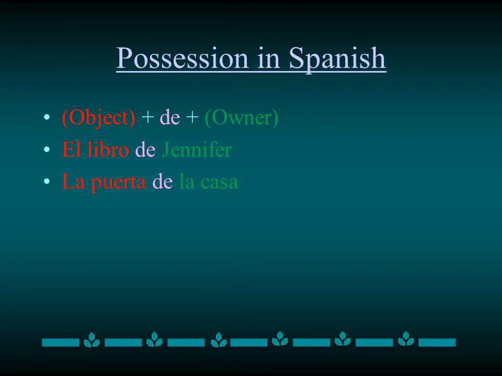La puerta de la casa. The door of the house. The house's door. El escritorio del profesor. The professor's desk. And something just to point out here, it's el escritorio de and the owner is el profesor. So anytime you have de and el right together in a sentence, you'll smash them together to make the word del. So it's el escritorio del profesor. It's a Spanish contraction.